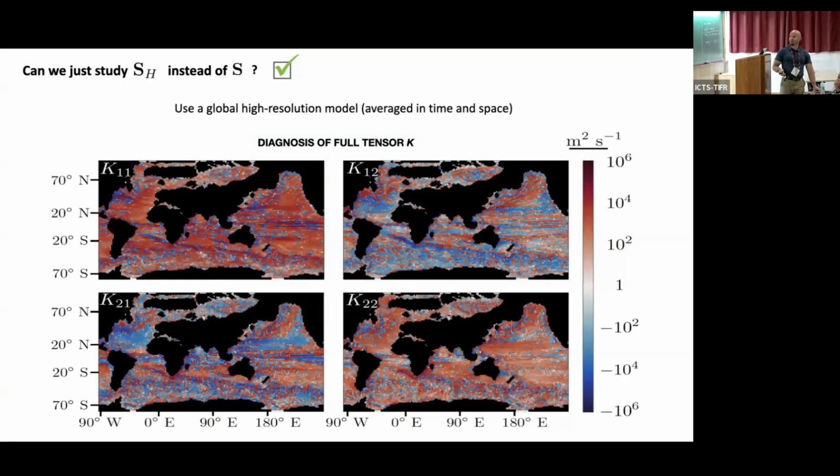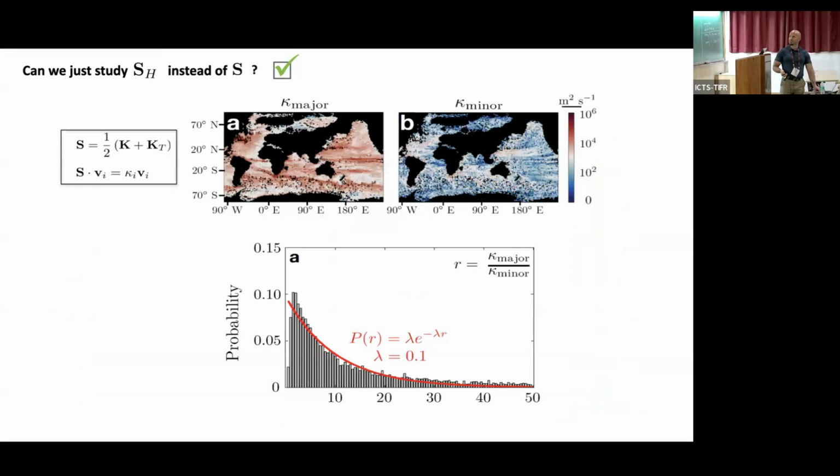All right, we've done that. And if you make a map of this across the ocean, it doesn't look great. It's pretty complicated, pretty noisy. You do have 4 different coefficients for this tensor K that you diagnose. The magnitude is all over the place, positives, negatives, and you don't know what to do with this. But if you break it down to eigenvalues, all of a sudden it becomes much more familiar. So the major eigenvalue, or the bigger one, you actually start to see your classic ocean structure starting to appear, right?